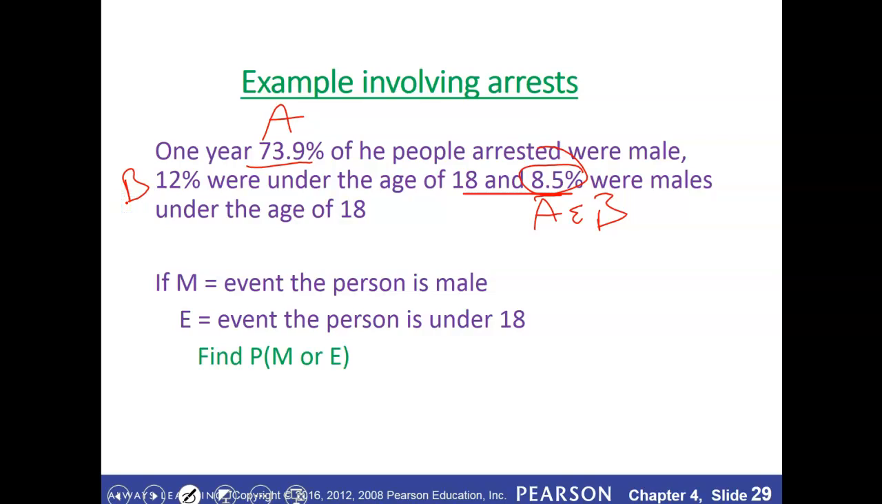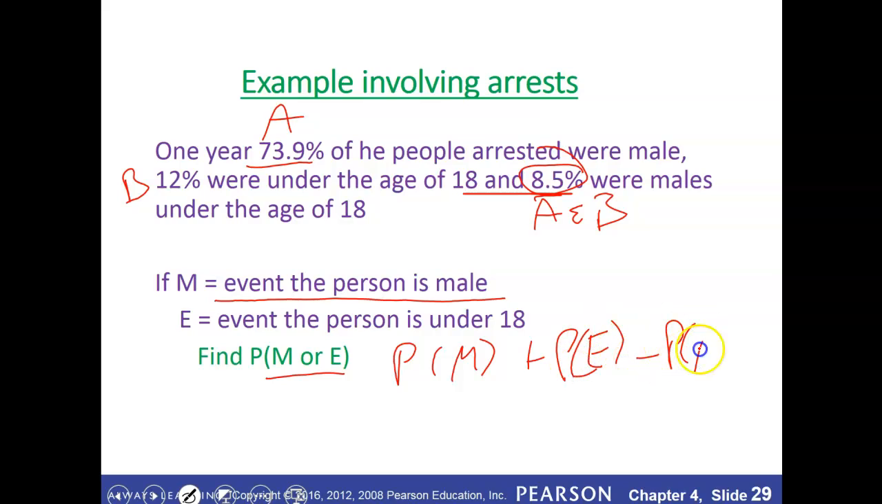M is the event that a person is a male. E is the event that the person is under the age of 18. We want to find the probability of M or E. So we're going to first take the probability of M. Then we're going to add the probability of E. And then we're going to subtract the probability of M and E.